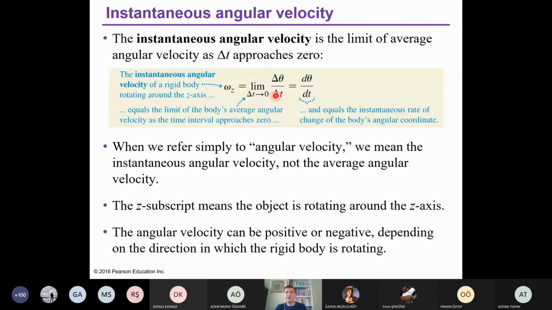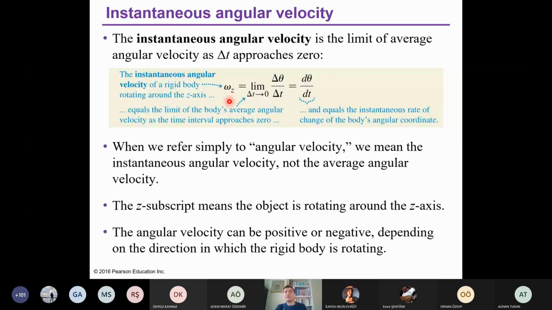Then it can be written as d theta over dt, the time derivative of theta, which is the instantaneous rate of change of the body's angular coordinate. This is the instantaneous angular velocity, also called just angular velocity. Here again we have omega z. The name of this symbol is omega, a Greek letter, and this subscript z shows us the rotation axis. I will talk about this.